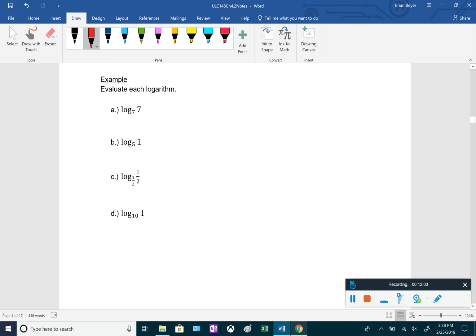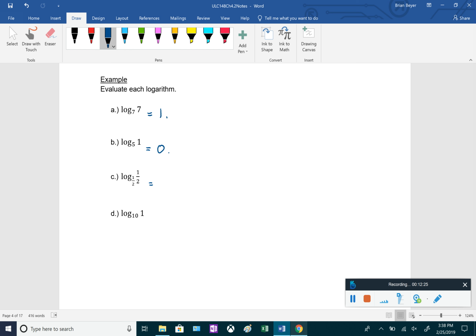So let's evaluate these, keeping those in mind. If we have log base 7 of 7, so the base and the input are the same, that's going to equal 1. Next one, log base 5 of 1. Log base anything of 1 equals 0. For the next one, log base 1/2 of 1/2.